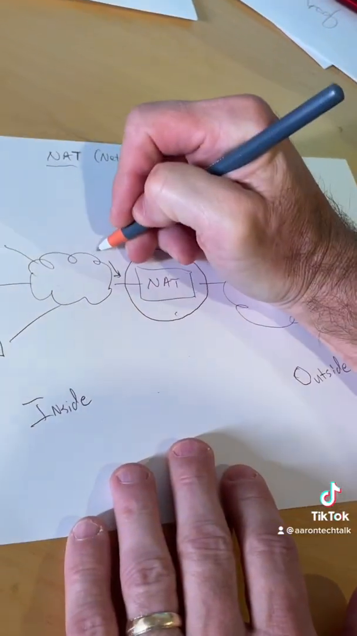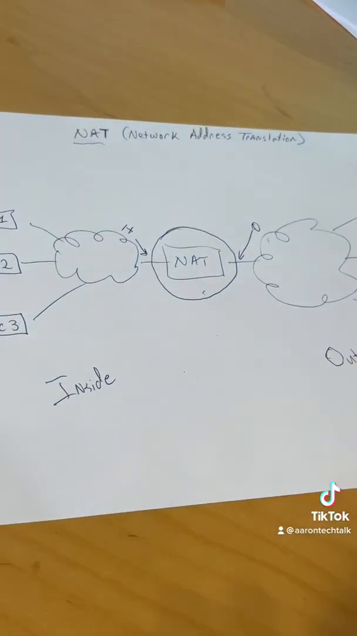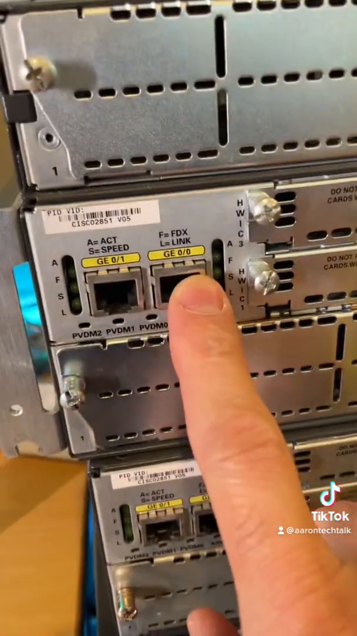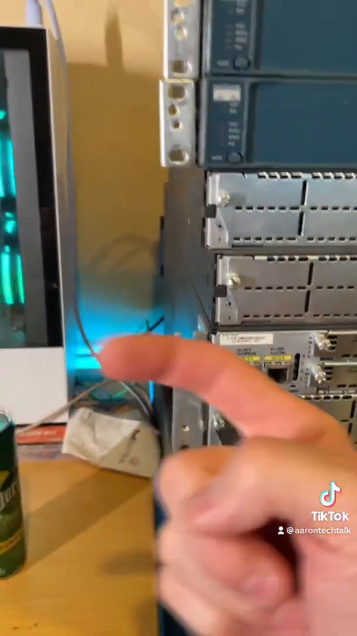The interface here is usually deemed inside, and the interface here is usually deemed outside. So you could configure port 0 on this router to be NAT inside and connect it to a LAN, a VLAN, and then this outside could be connected out to the internet.